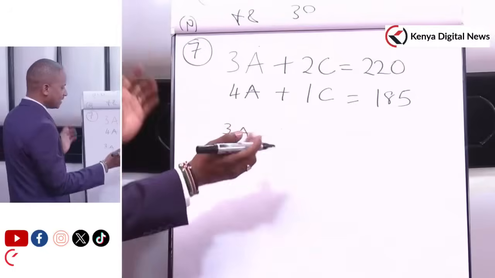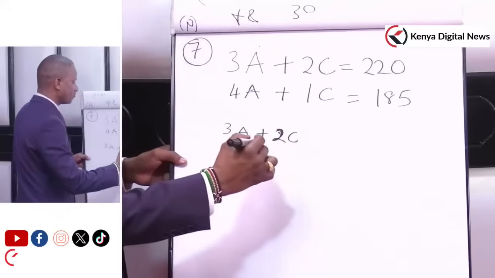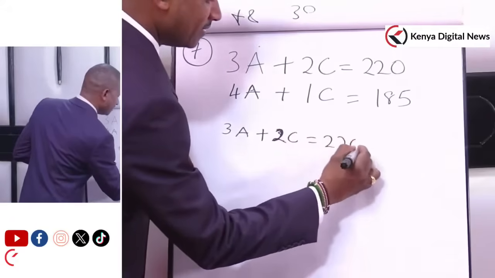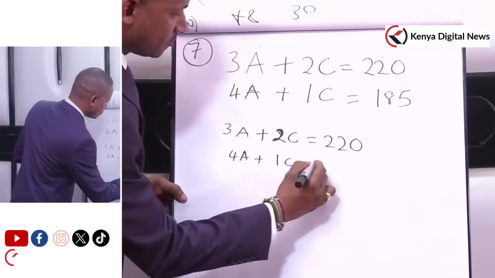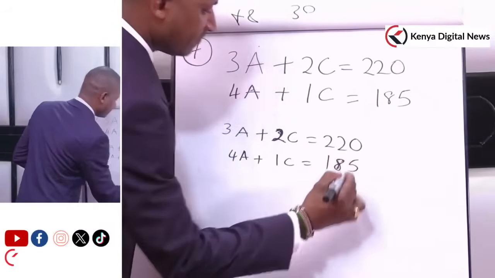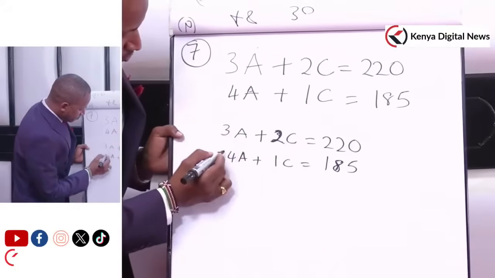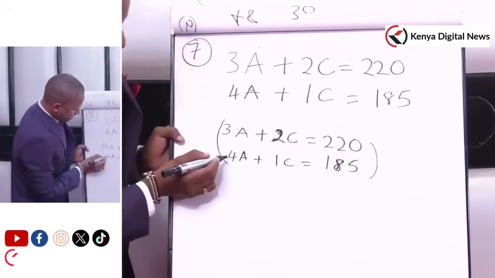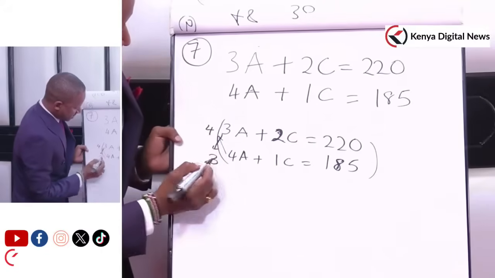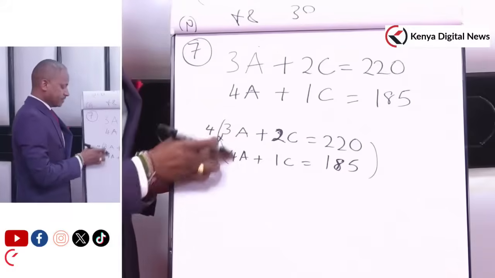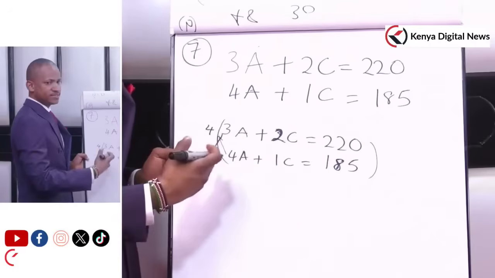We want to eliminate A. So, 3A plus 2C equals 220, and the other one, 4A plus 1C equals 185. Now, by using the elimination method, you multiply the upper one by 4 and the lower one by 3 because we want to make A the same. We want to eliminate A so that when we subtract, we get 0.